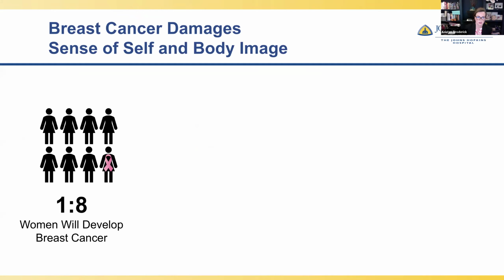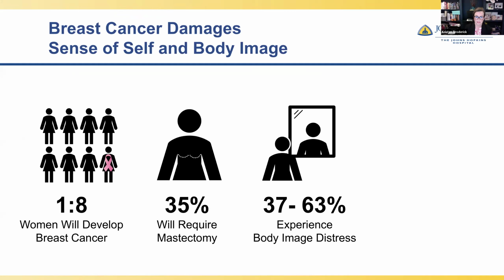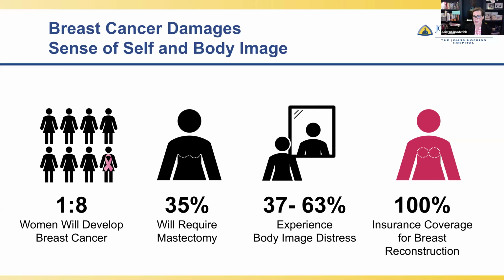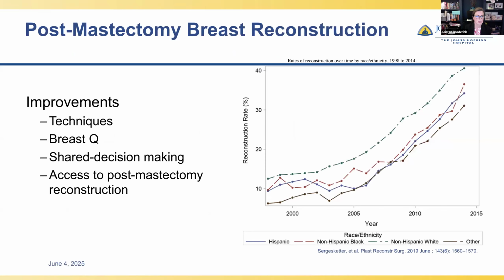So 1 in 8 women develop breast cancer. You guys know this. 35% require a mastectomy, and a large majority have some sort of body image distress. Maybe not everybody knows that 100% of breast reconstruction should be covered by insurance. It's the only surgery that has a federal law mandating that insurance companies cover it under current guidelines. We have also looked at who gets reconstruction, and while we're still getting better over time, we're lagging. The top line here is white women, and the other ethnic groups represented still lag in terms of getting reconstruction.